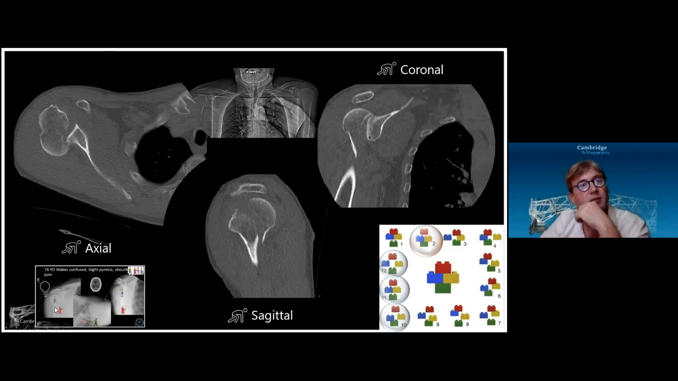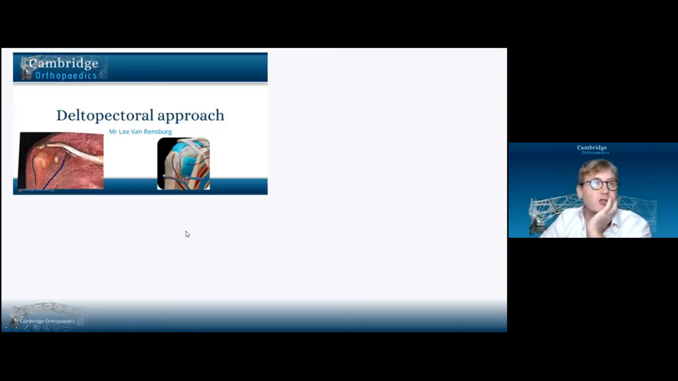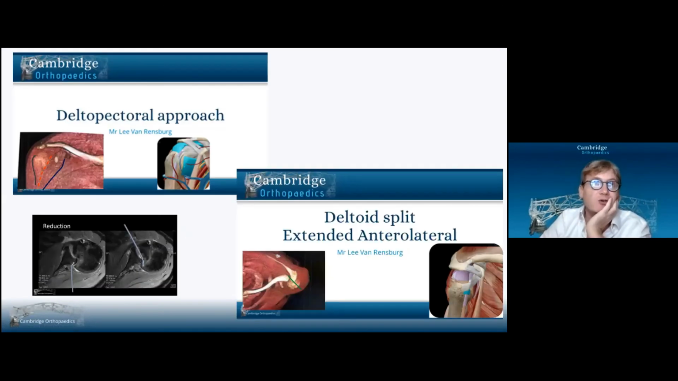We saw that spike, the wizard. We saw it there on our plain films. So what approach are you going to take? You could come deltopectoral on this one. Not a bad approach. You could come extended anterolateral. What I would probably do though is try and reduce it first.